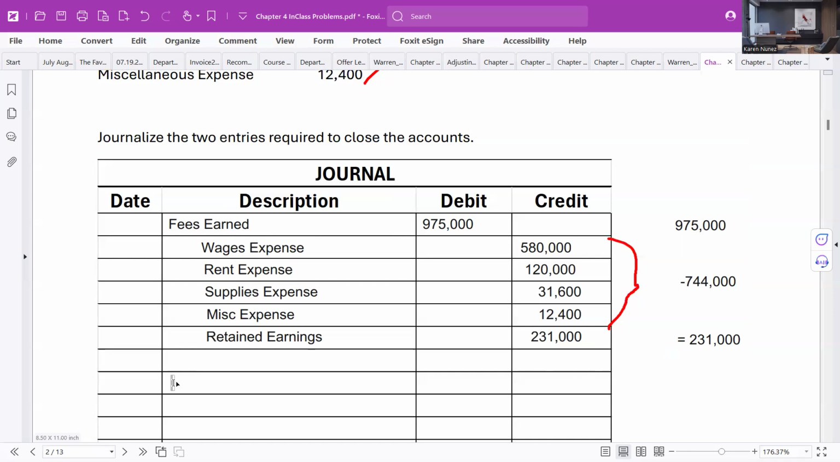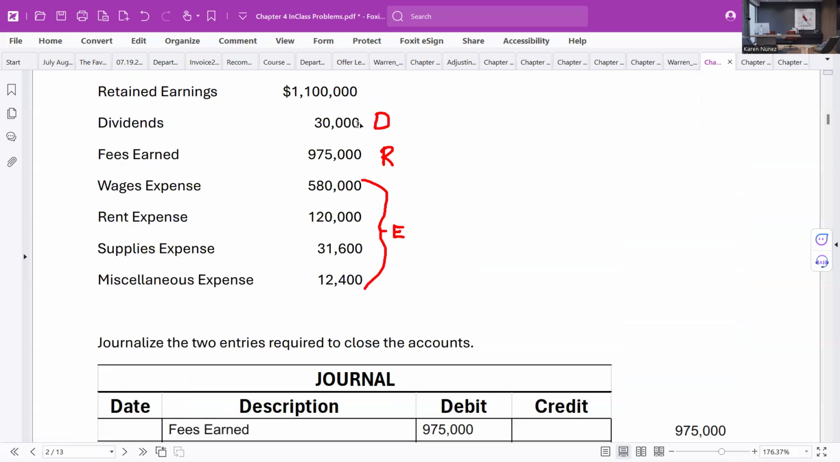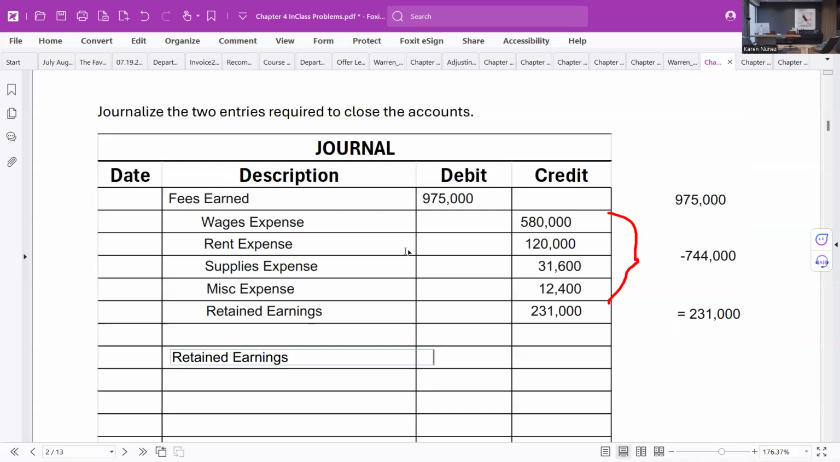To close it, we need to credit it, and we'll be debiting retained earnings for $30,000. How do I know that? Up here. Dividends, we identified 30,000. And again, our credit is to dividends for 30,000. And that's the two entries that are required to close the accounts. That's it. We have a couple more of these to give you some more practice, but that's all that's required for this one.